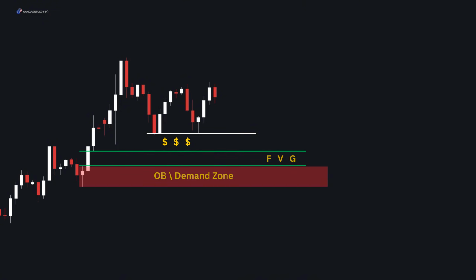But if we look a little bit closer, we can see this fair value gap and this valid order block or demand zone. Because these are just below these equal lows, there's a high chance for the price to tap into it and then start moving upward in its original direction. So, we will wait for the price to break below the equal lows, grab the liquidity, and then we can go long by looking at candle behavior.